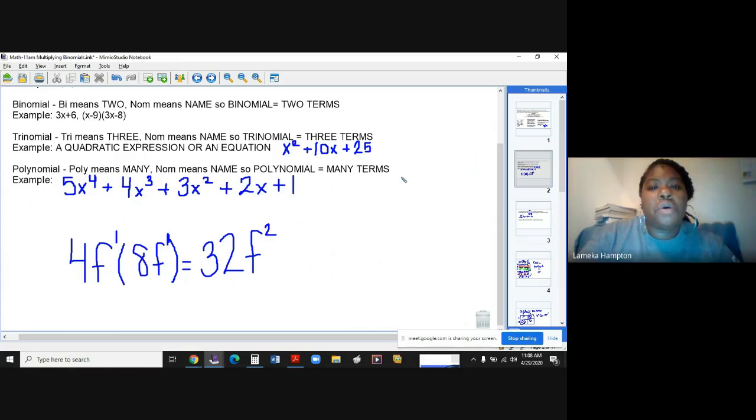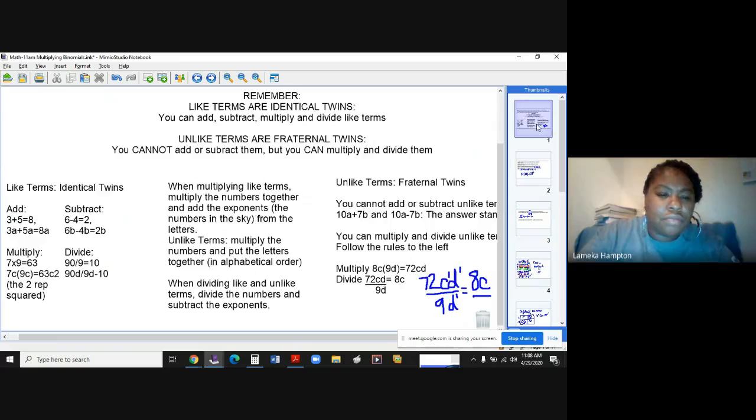So I'm going to go back to the first slide because it says when multiplying like terms, you multiply the numbers together and add the exponents, or as I call them, the numbers in the sky, from the letters, okay? So that's very important with like terms.